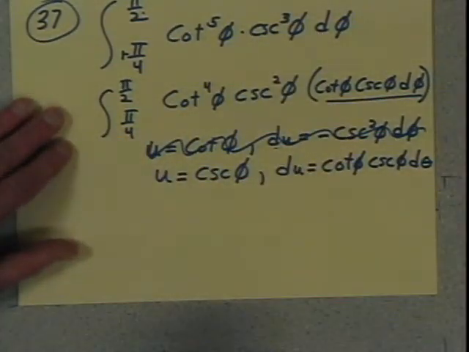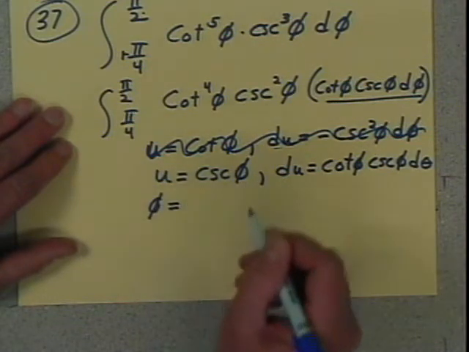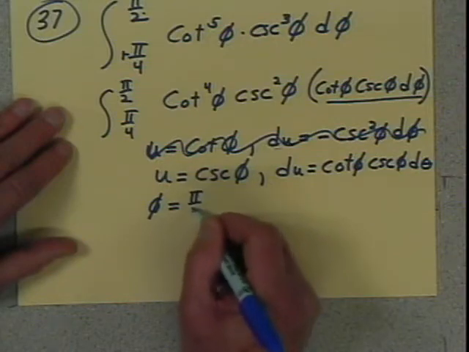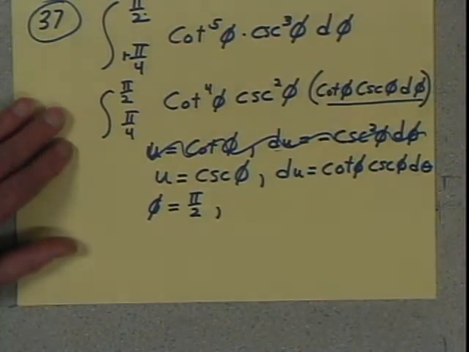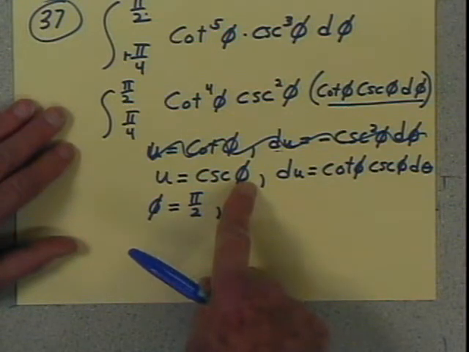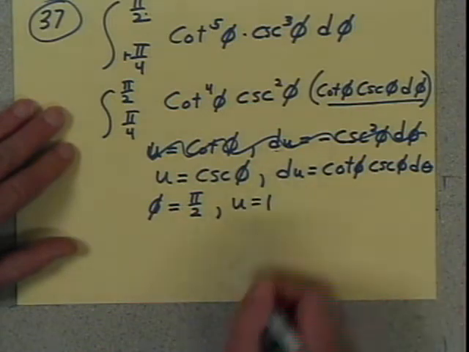Okay, but I've got some limits of integration, and you know that I like to convert them to u right away so I don't forget. If phi is equal to pi over 2, does anyone know what cosecant of pi over 2 is? I'll give you a hint, it's 1 over the sine. Everybody knows the sine of pi over 2 is? What are we looking for? Just the cosecant of pi over 2. I know. So u is 1.